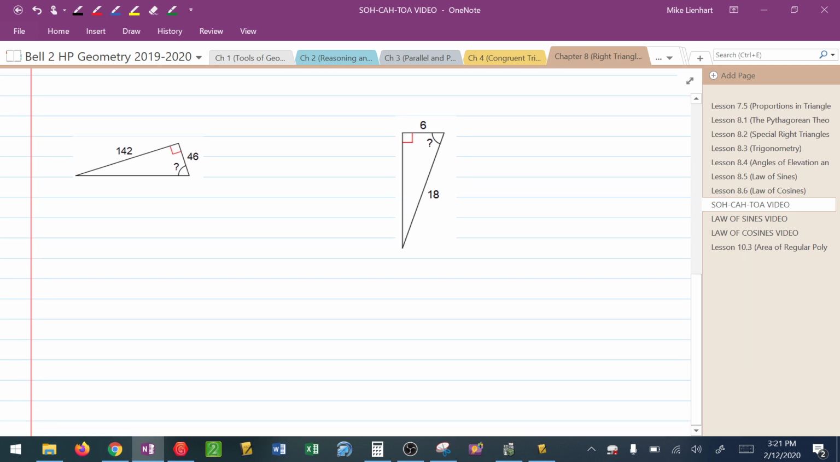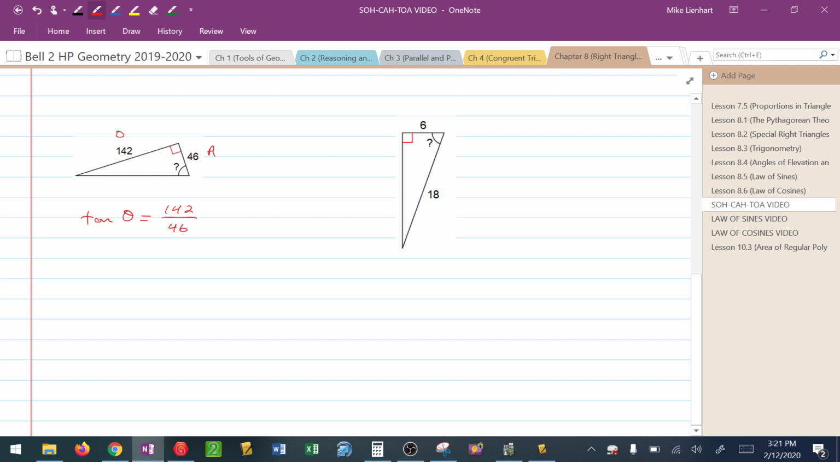Now down in these two examples, we're missing an angle. When we're missing an angle, we're going to go ahead and call it theta. You could call it x, it really doesn't matter. But from that missing angle, 142 is opposite, and right next to it is adjacent. That tells me to use the tangent function. So the tangent of the angle is equal to the side opposite over the side adjacent.